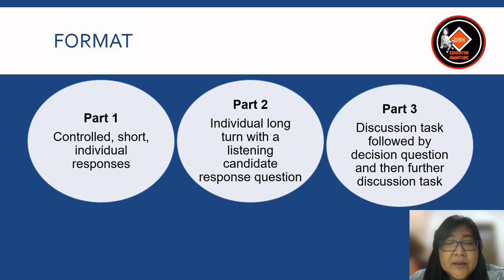Again, let's look at the 3 parts. First of all, you are asked questions. These are controlled tasks where you give short individual responses. Remember, you only have to give short answers. For part 2, it is the individual long turn, which means you have to speak longer in response to a question. Then part 3 is a discussion with your partner: a discussion task, followed by decision making, and then further discussion tasks.